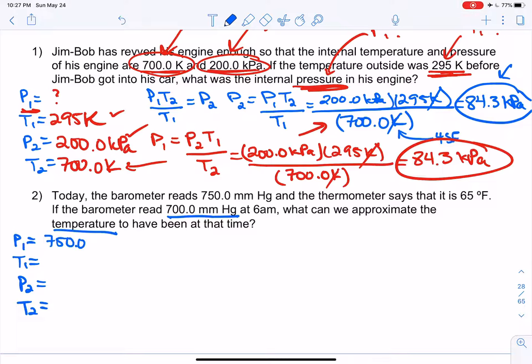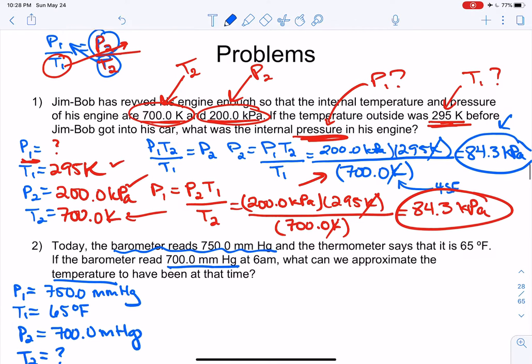750 millimeters of mercury is our first pressure because the barometer reads that. And the thermometer says it's 65 degrees Fahrenheit. Boo! We're going to have to convert. And P2 is what? P2 at 6 a.m. was 700 millimeters of mercury. And T2, we're asking that question. What is T2?